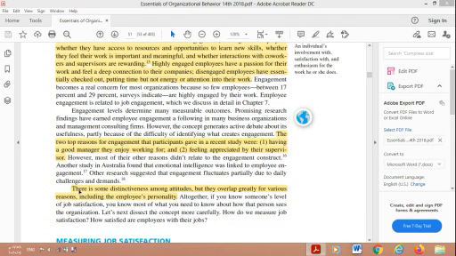And here we have a note. There is some distinctiveness among attitudes, but they overlap with each other greatly.